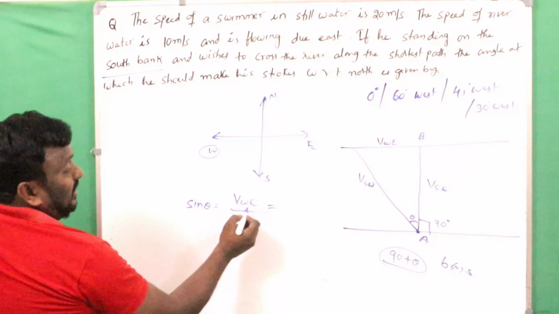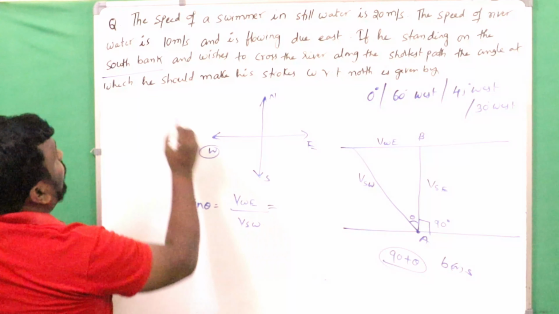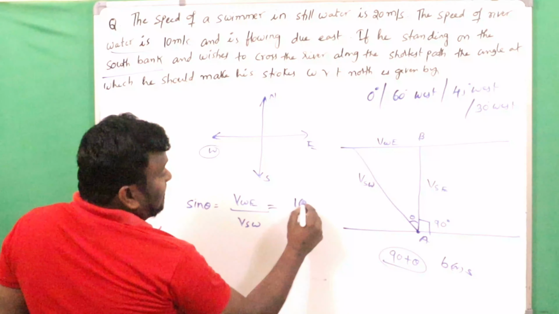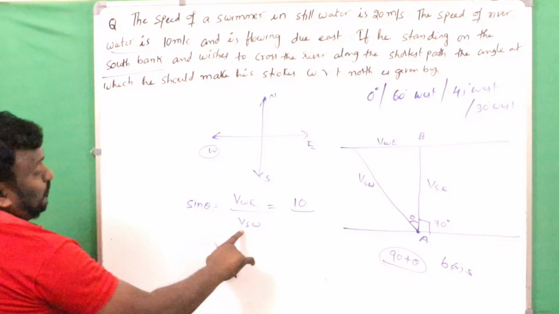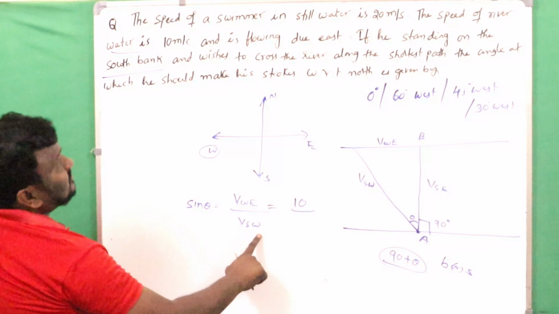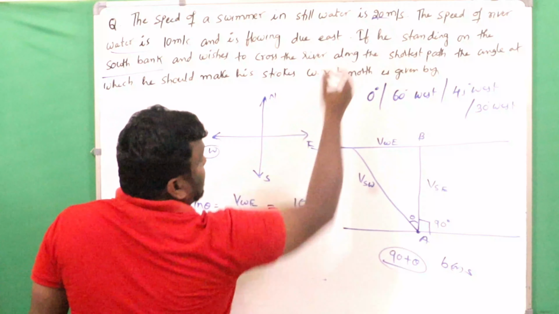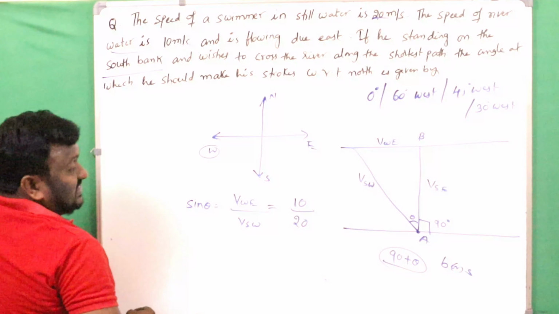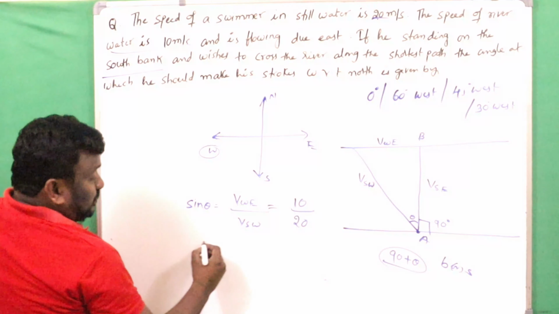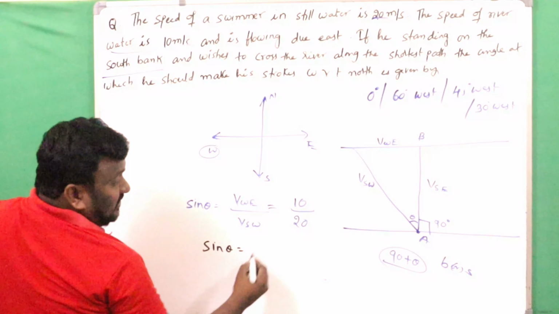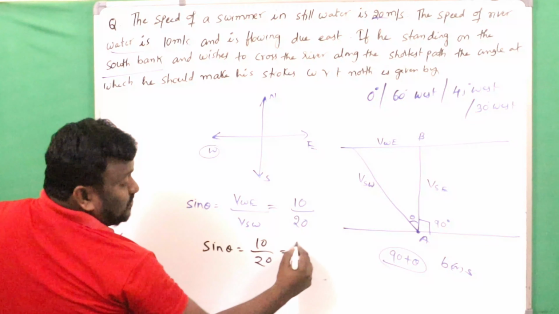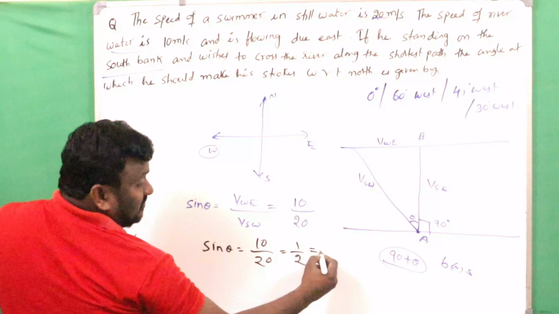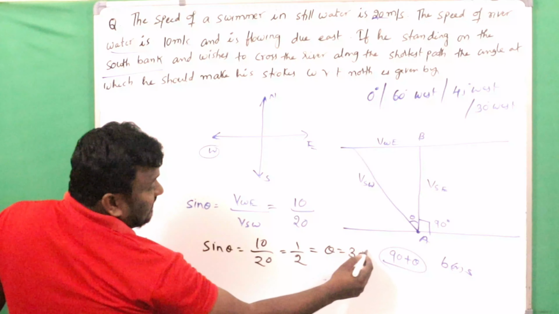VWE, the velocity of water with respect to earth, means the speed of the river, that is 10 meter per second. And the velocity of swimmer with respect to water is 20 meter per second. Then sin theta is equal to 10 by 20, that is 1 by 2. So 1 by 2 means theta is equal to 30 degrees.